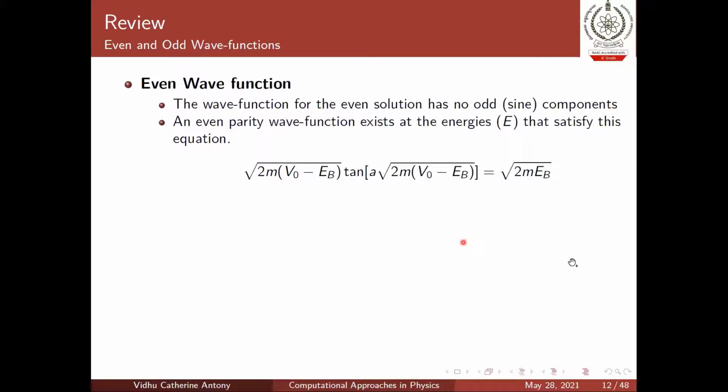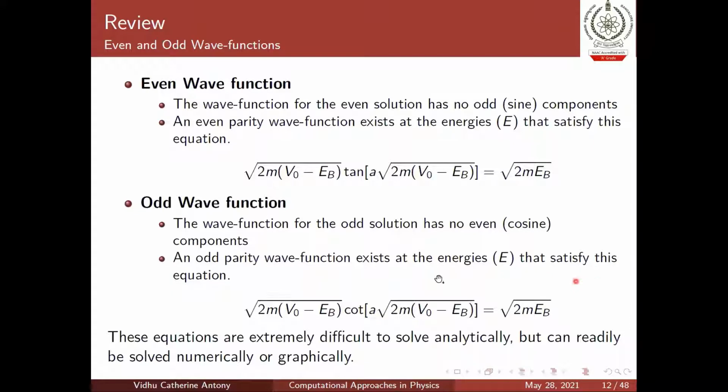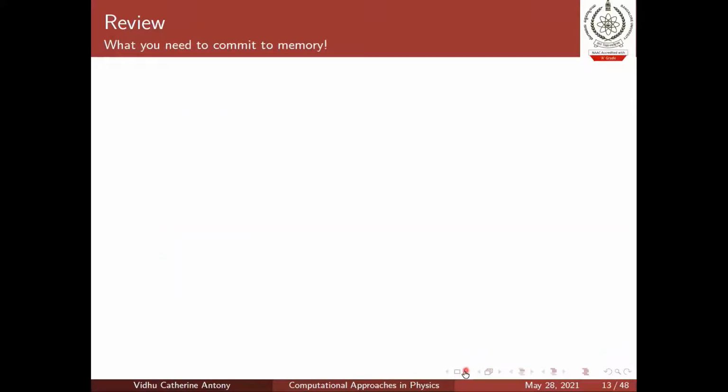So here you have a tangent. What would your odd wave function look like? The odd solution has no cosine components, no even components, and therefore it would look like this. You would have a cotangent instead of your tangent. Now these equations are very difficult to solve analytically. So what you can do is solve them using either a graphical method or a numerical method. You would have drawn a graph preferably like this.